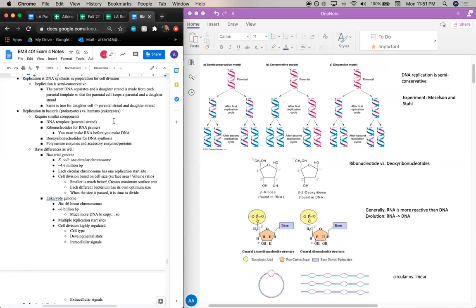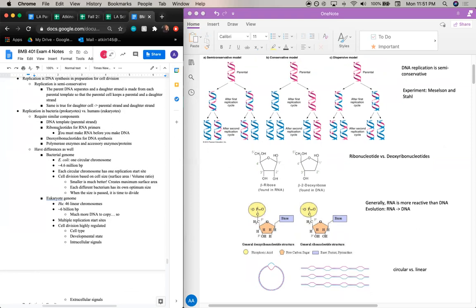So even though they're pretty different, they do require similar components. For one, you need a DNA template strand, which makes sense because if you're going to make DNA, you probably need to know what that DNA has to say. We also need ribonucleotides to form RNA primers, which we'll get to in a bit, so don't worry if you don't really know what that means. But what exactly is a ribonucleotide? And then looking down here, what is a deoxyribonucleotide?